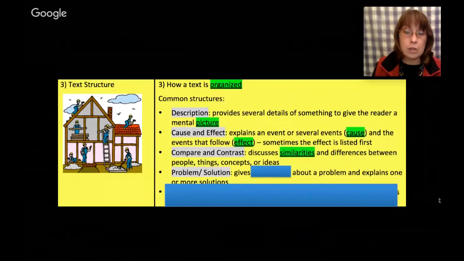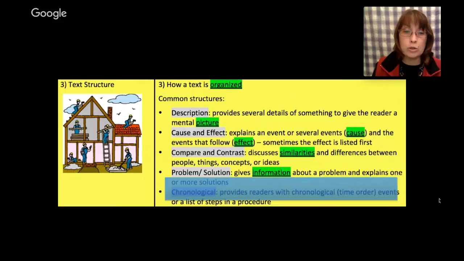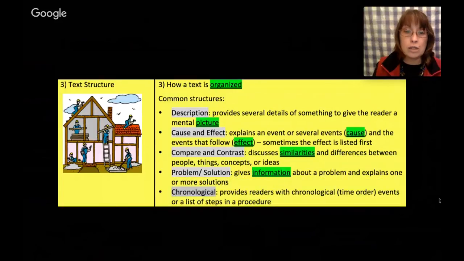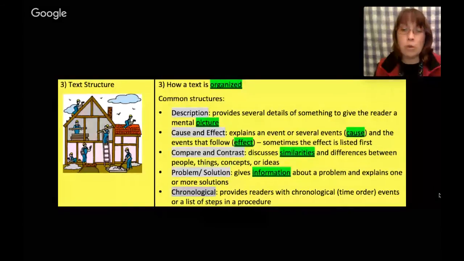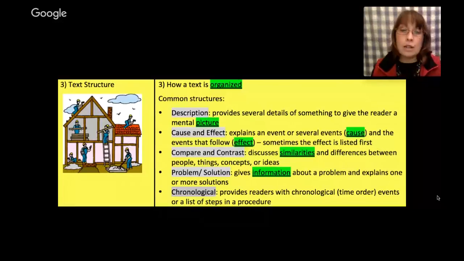Then we have compare and contrast. This discusses similarities and differences between people, things, concepts, or ideas. Next, we have problem solution. Give information about a problem and explain one or more solutions. And our last one is chronological. This provides readers with chronological time order events or a list of steps in a process. Your history textbooks are organized chronologically.